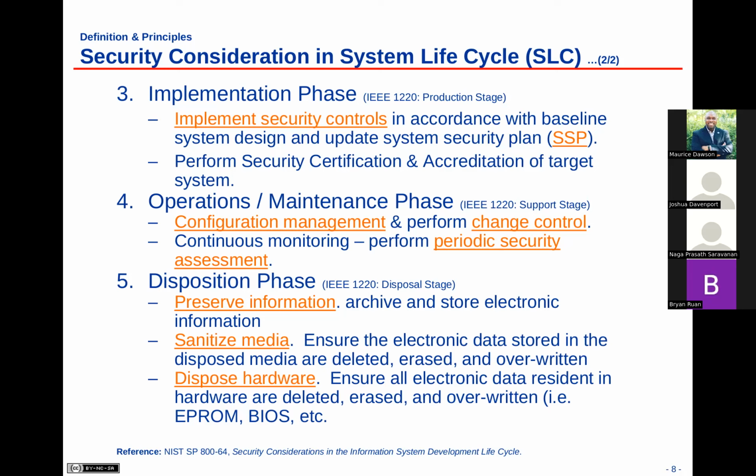So 4 and 5 are interesting because you have an operations phase. So you have an operations maintenance phase, and then you have a disposition phase, where you're pretty much throwing it away. In the operation phase, you have configuration management, and you need to perform change control. While you're operating the system, you need to provide updates, right? So how are you making sure that these updates are performed accordingly?